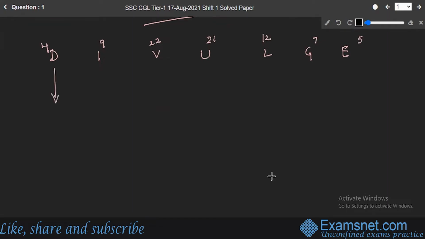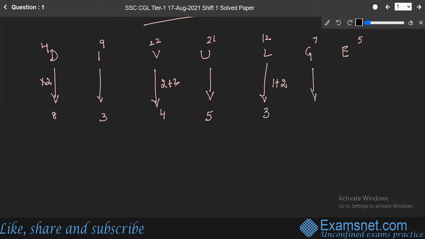Okay, this is a single digit. This is a consonant, so I'll multiply it with 2 to get 8. This is a vowel at the third place value, 3. This is 2 plus 2, which gives you 4. 2. This is a vowel. U is a vowel with the fifth position. L gives you a 2 digit place number. So this is 1 plus 2, which gives you 3. 7 is a single digit, so multiply by 2 gives you 14. E is a vowel at the second position.